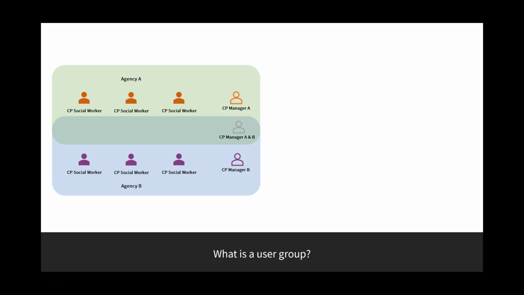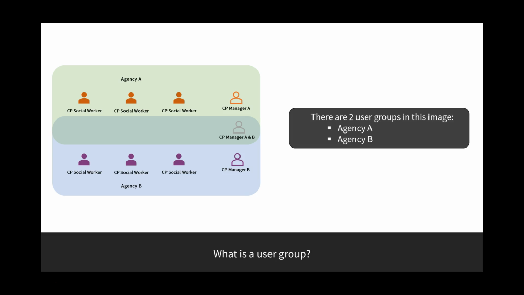User groups represent teams of users working together. For example, Agency A and Agency B. A manager of a user group will have some level of access to all of the data managed by that group, but not to the data managed by a different group. Therefore, user groups create teams of users who can share information.